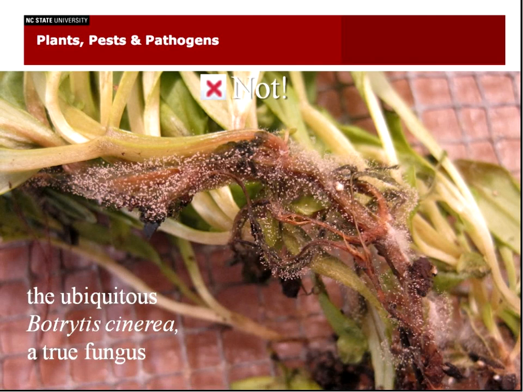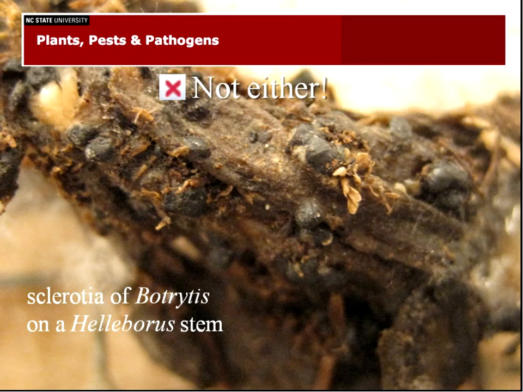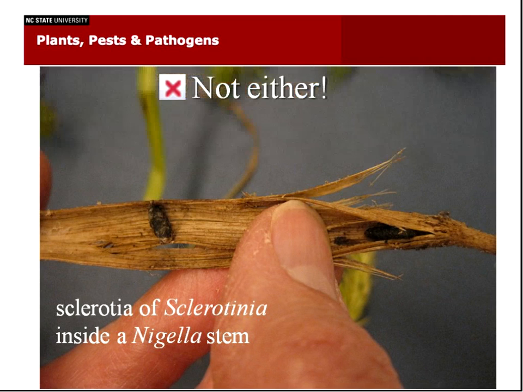This turned out to be gray mold, Botrytis cinerea, which is a fungus that is quite common in greenhouses, especially if the humidity gets too high. And this is what the sporulation looks like. But it also forms, so you're not confused again by another possible critter or not situation, these black objects here attached to the stem, in this case of Helleborus, are the sclerotia or resting structures of the fungus. Here's another example of sclerotia of a different fungus, Sclerotinia, inside the stem of Nigella from a commercial planting.